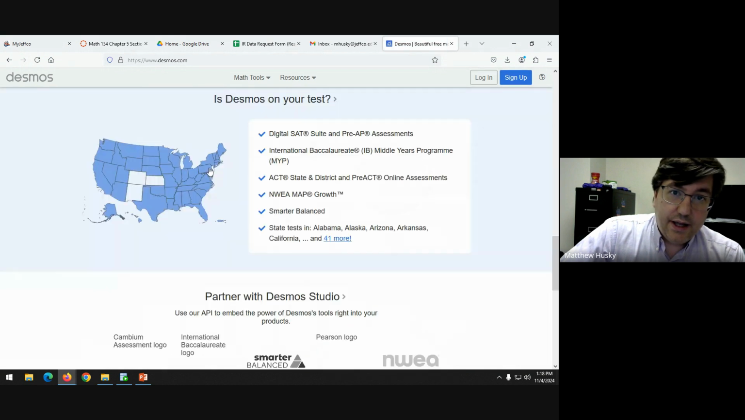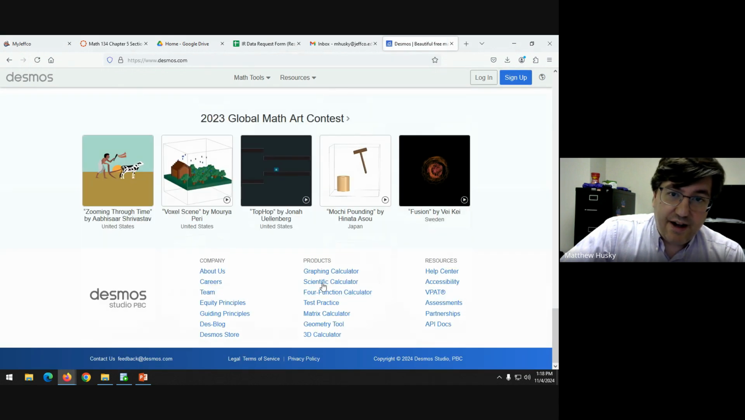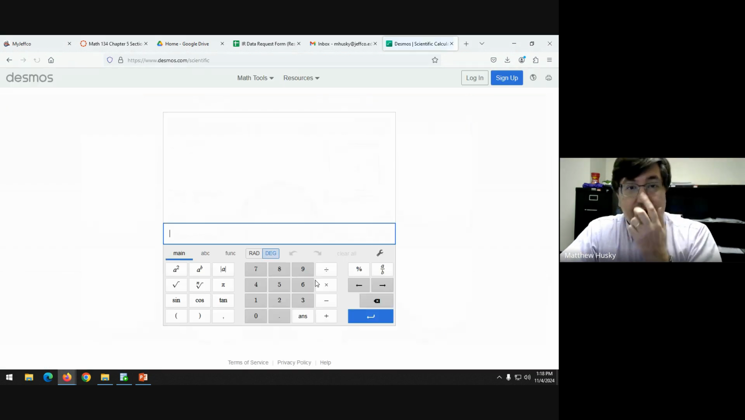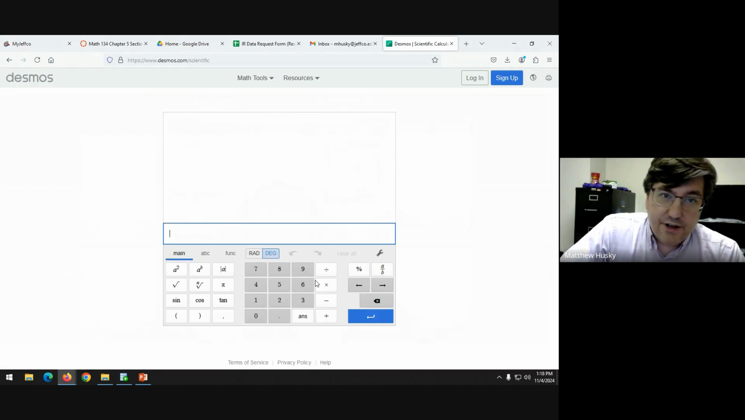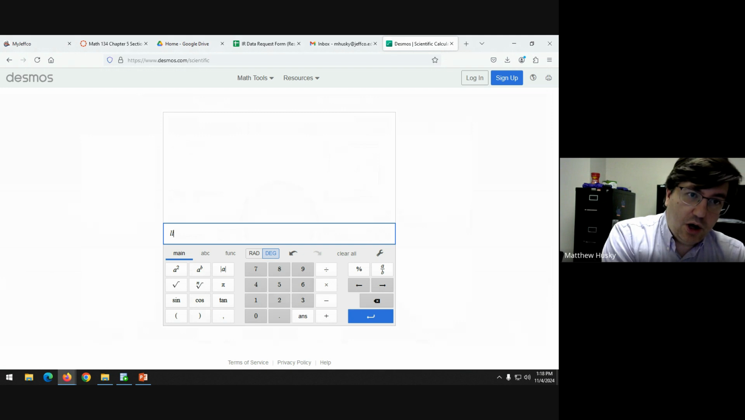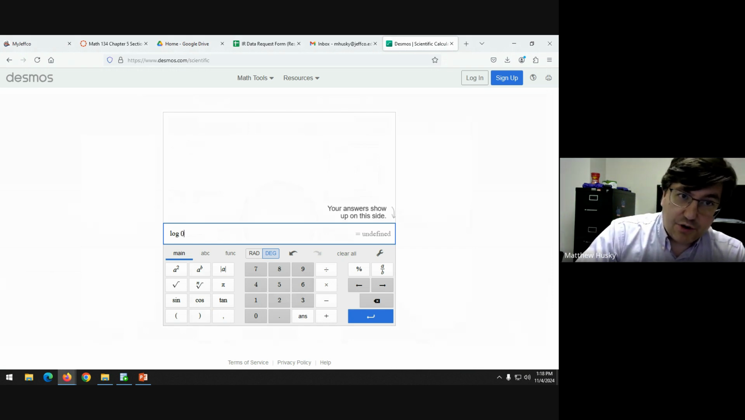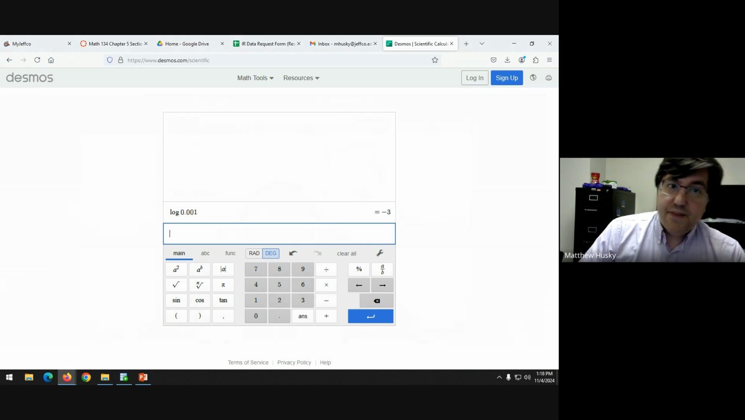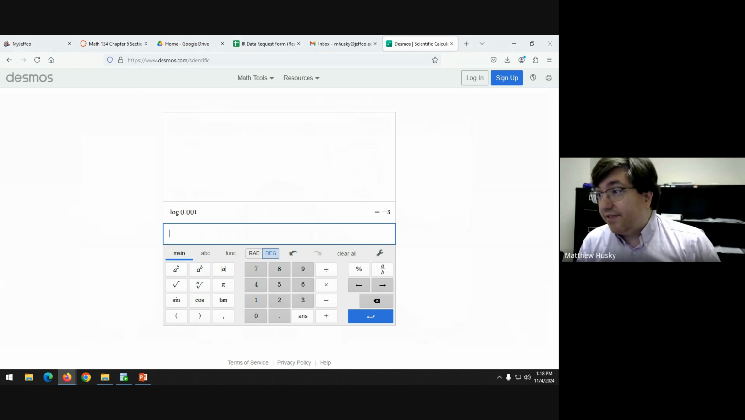if you use a graphing calculator or a scientific calculator, many calculators have a log button on them. And so if you were to type log, it actually changes it because it recognizes that. And if you do log of 0.001, as promised, that gives you negative 3.